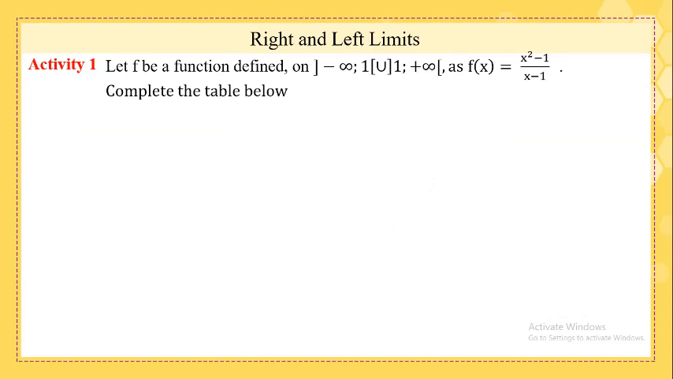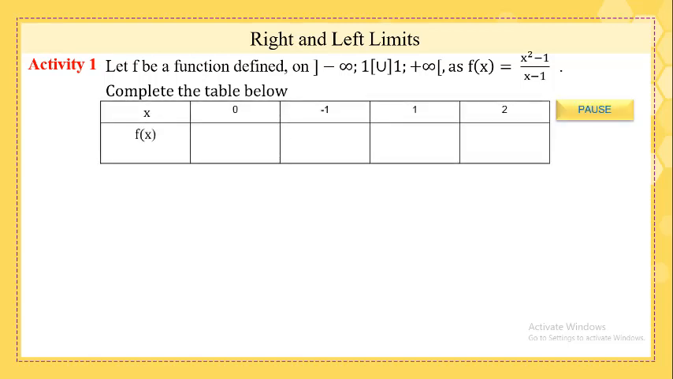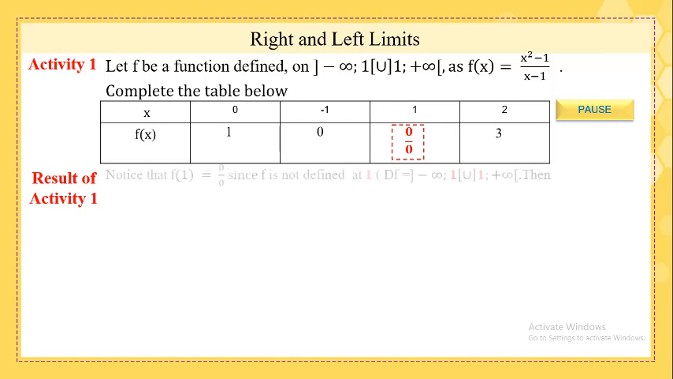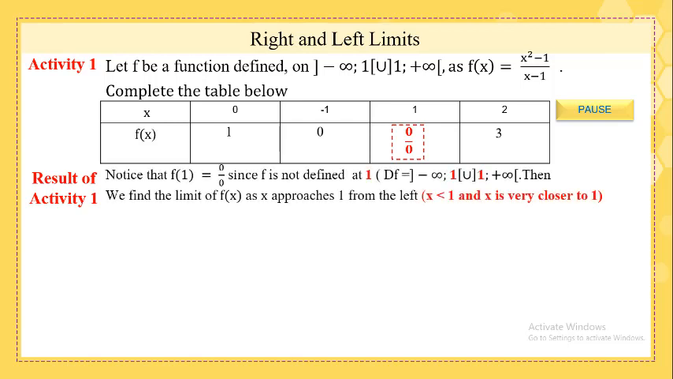Given f a function defined on minus infinity to 1 union 1 to infinity as f of x equals x squared minus 1 over x minus 1. We need to complete the table below. For each value of x, find the value of f of x. We observe that all the values can be calculated in the table except 1. This is why 1 is not in our domain.